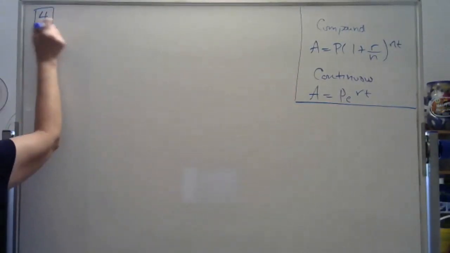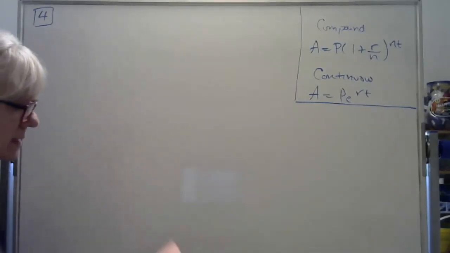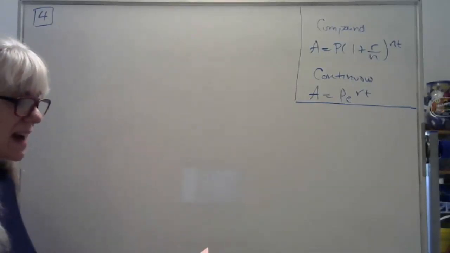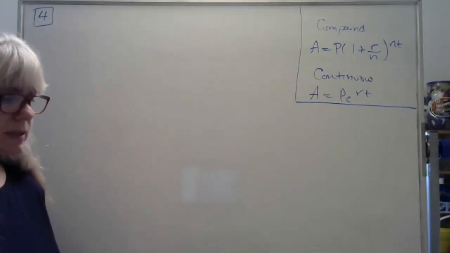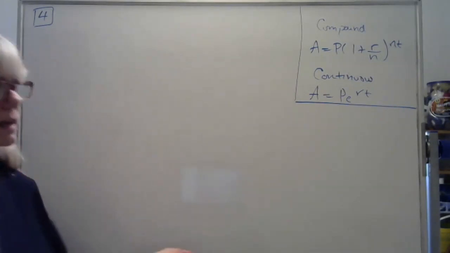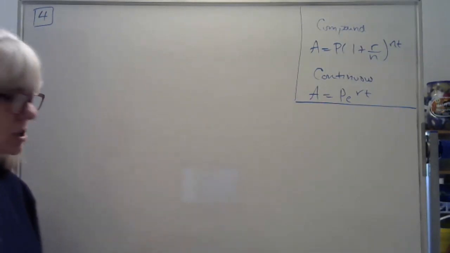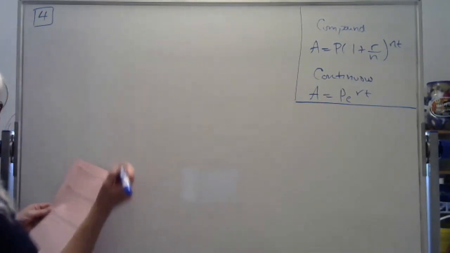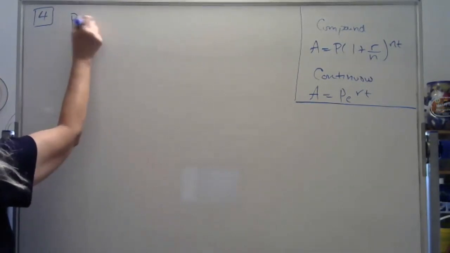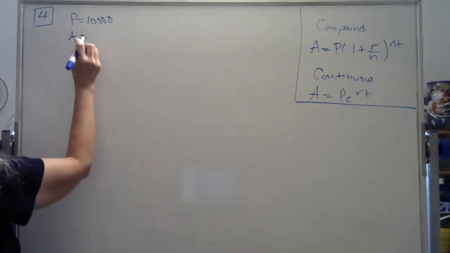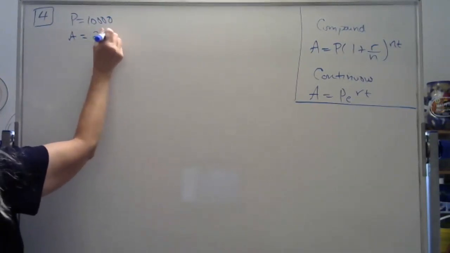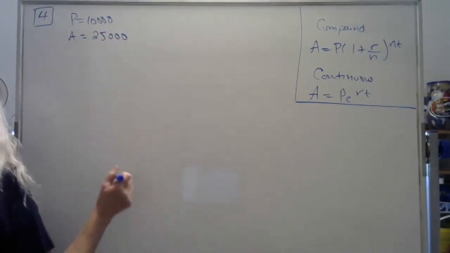So example 4 asks, how many years will it take for an initial investment of $10,000 to grow to $25,000? Assume a rate of interest of 6% compounded continuously. So again, I'm just going to identify all the information, the alphabet soup as I call it. So our beginning amount is 10,000. It's always going to be the smaller amount of the 2. The end amount is 25,000.